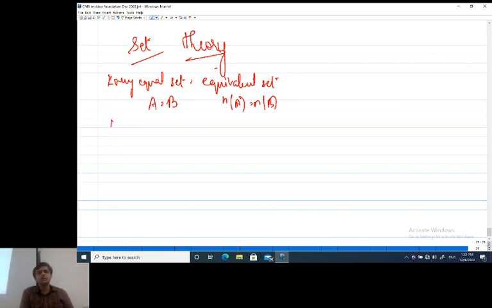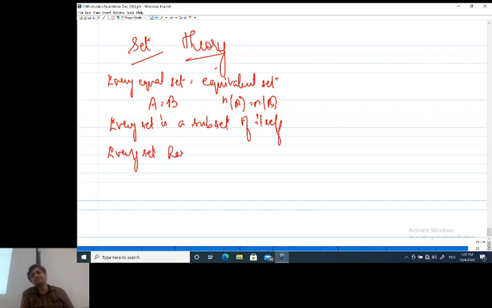Next, every set is a subset of itself. Next, every set has null set as a subset.